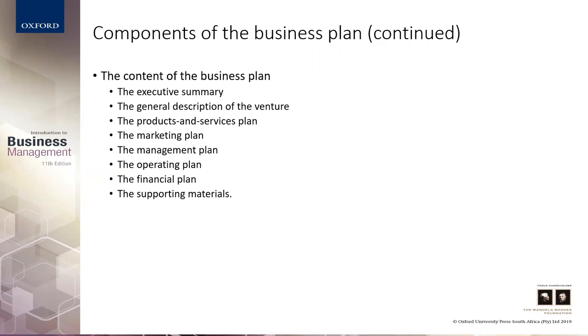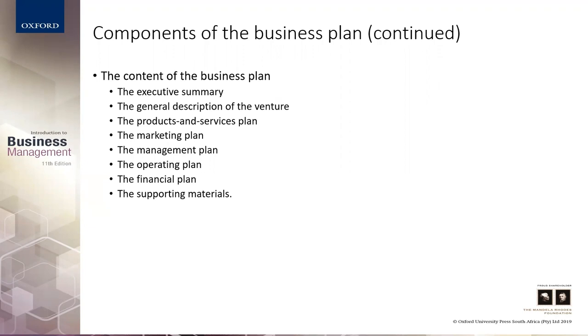Another thing you should talk about under the content of the business plan is the operating plan. Here you explain the type of manufacturing and operating system the business will use. Describe the facilities, whether you are going to be more labor intensive or capital intensive, and the raw materials that will be employed.